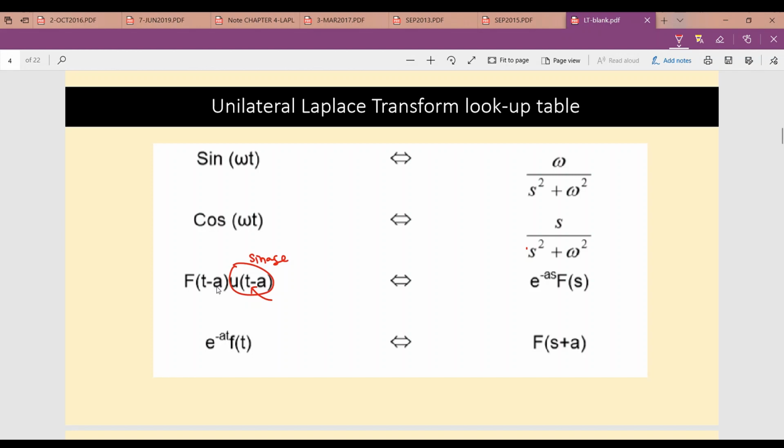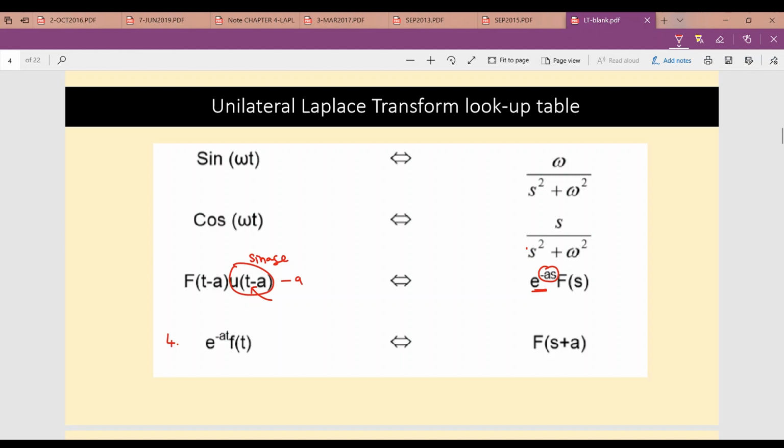The function f has been shifted in time by negative a. If the time domain is shifting in time domain, it will produce an exponent in s domain. The power of the exponent is how much the shift is. So if this one is shifted by negative a, the power of the exponent is exponent negative a s.